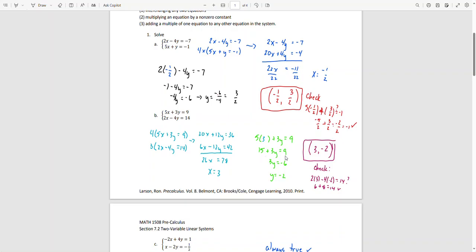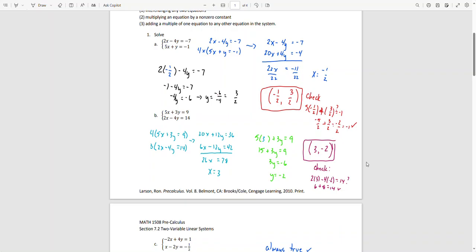Subtract 15 from both sides. 9 minus 15 is a negative 6. If 3y equals negative 6, we'll divide by 3 and get y equals negative 2. Since I used the 5x equation to find y, I'll use the 2x equation to check. Is 2 times 3 minus 4 times negative 2 equal to 14? That's 6. That's plus 8. 6 and 8 definitely make 14. We have a good answer.